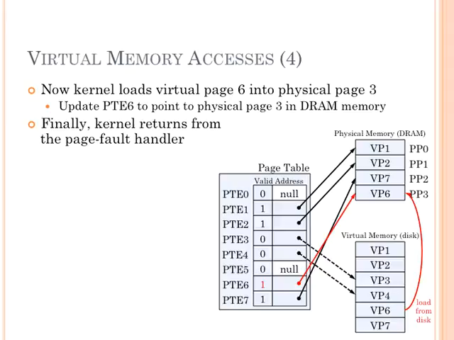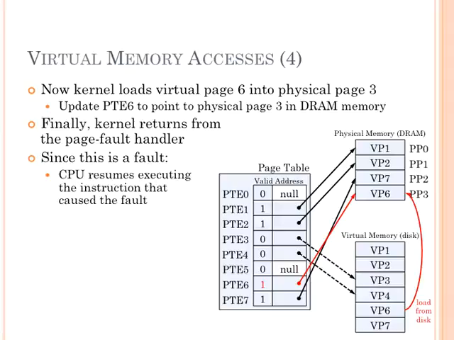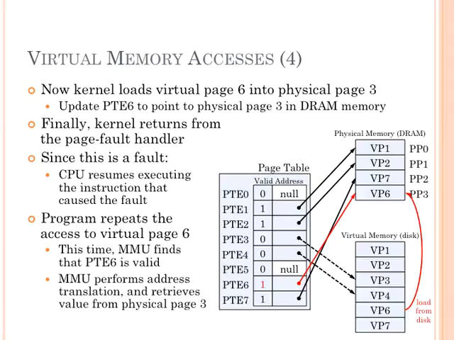Where does it go back to? The correct answer here is the faulting instruction, because remember, this is a fault. Traps go back to the next instruction. Interrupts go back to the next instruction. Faults go back to the faulting instruction. Aborts go nowhere. Okay, so the fault goes back to the faulting instruction. And so the program repeats its attempt to access virtual page 6.